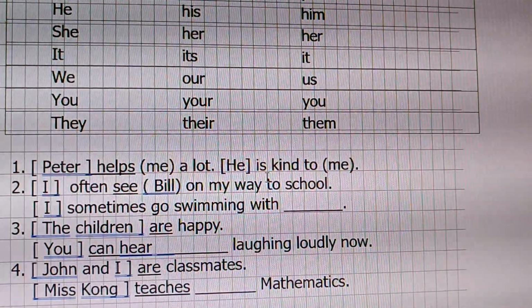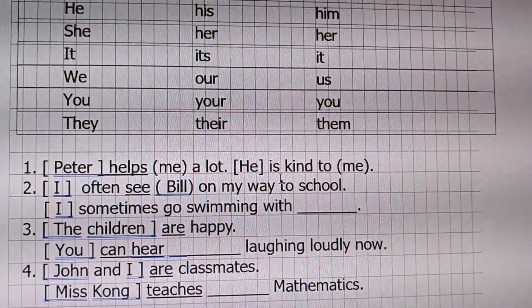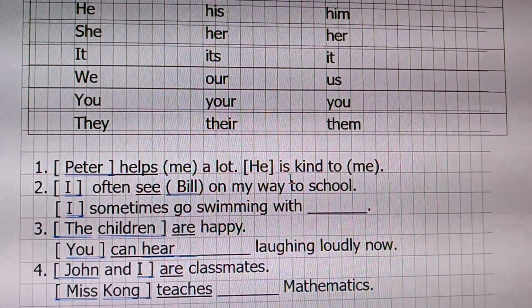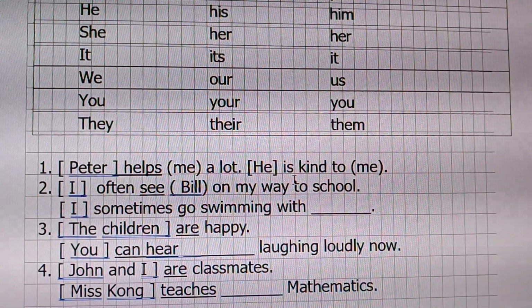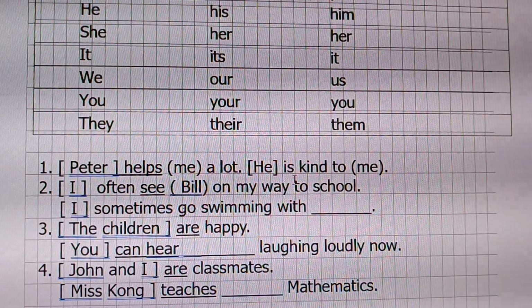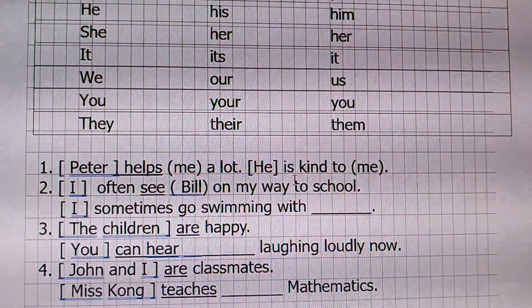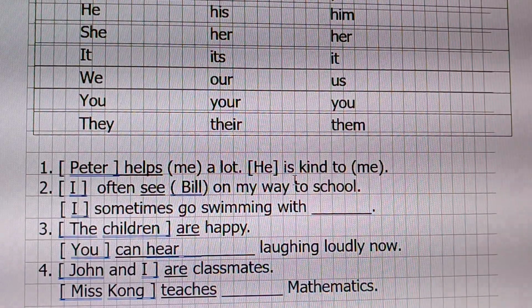Him, after the preposition with. The children are happy. You can hear, of course, them laughing happily. Children, they. So after the verb here is them. John and I are classmates. Miss Gone teaches.